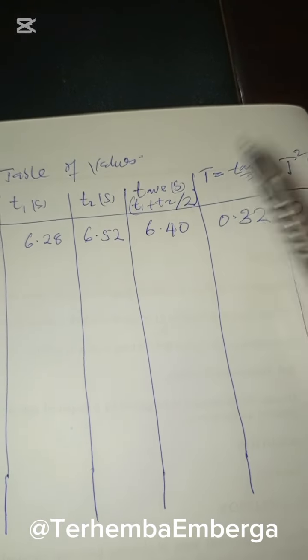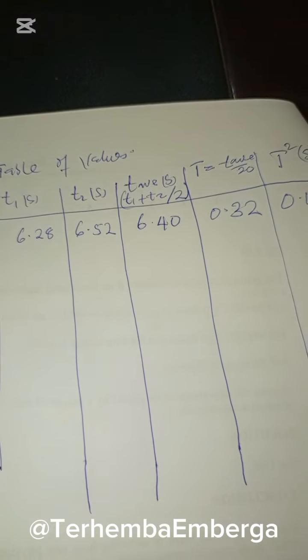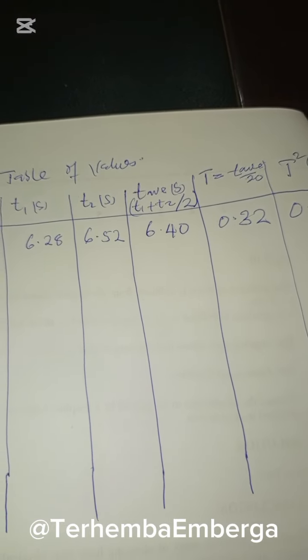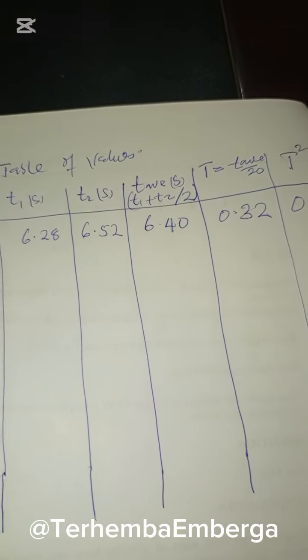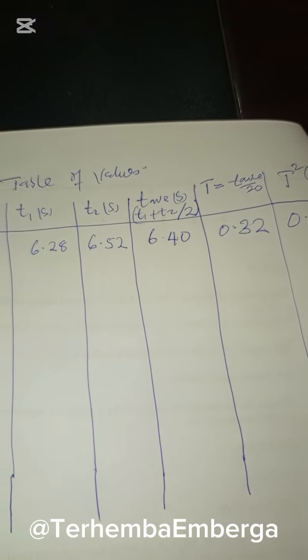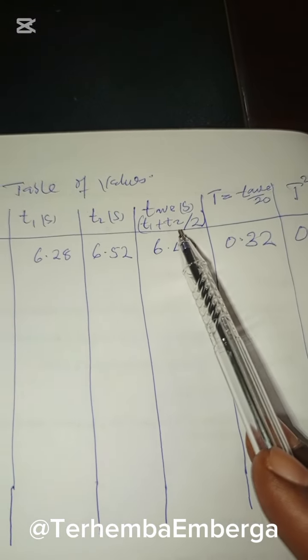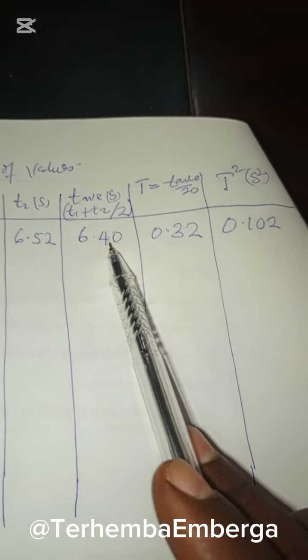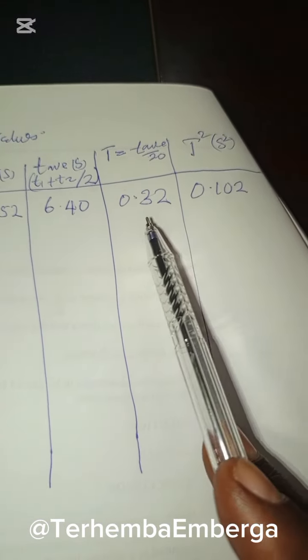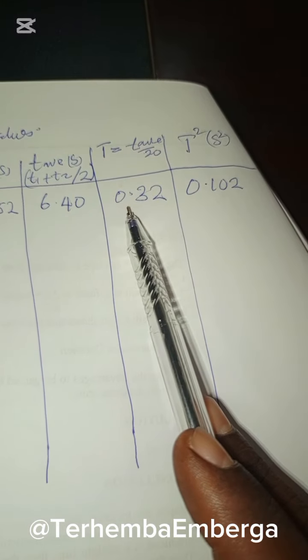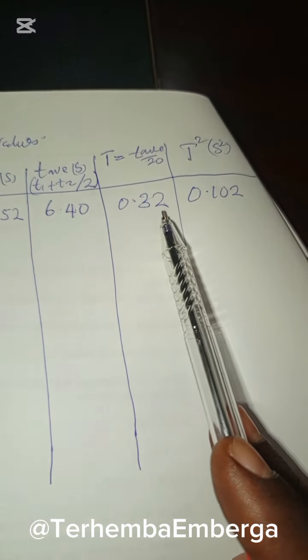Then you have to look for the period. And what is the period? The time taken for one oscillation. So what you do here is you simply divide the average time over 20. If you do that, you now have 0.32.